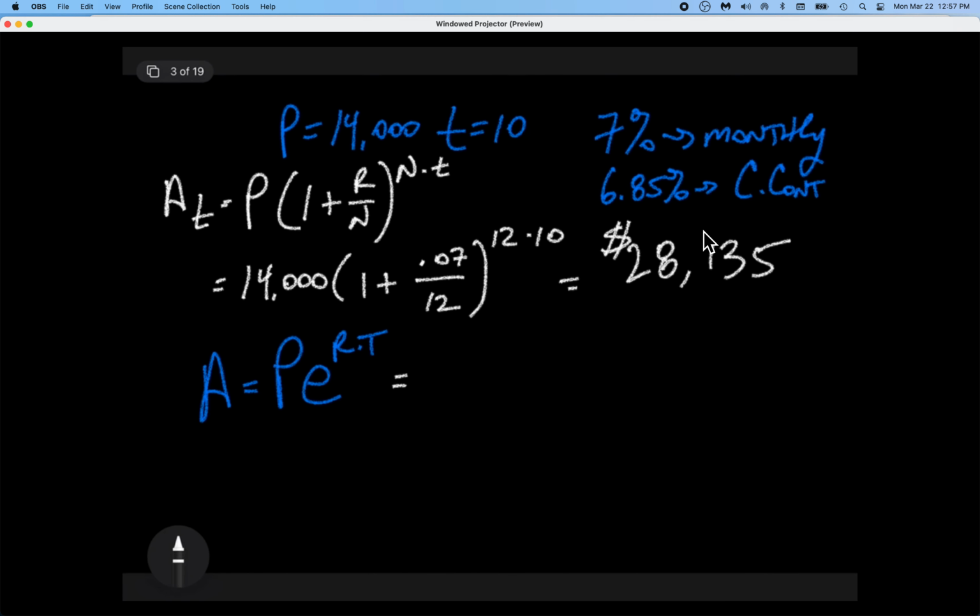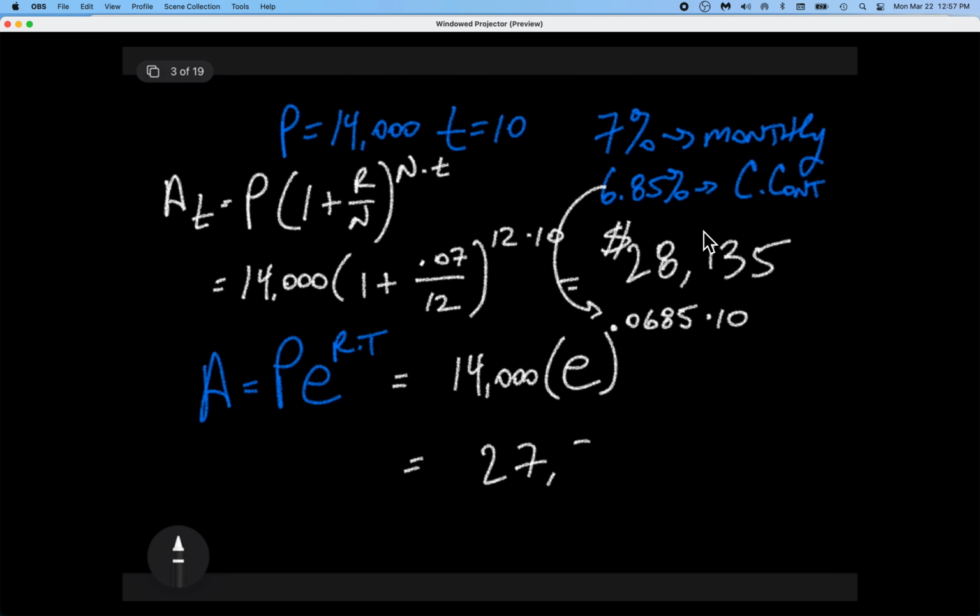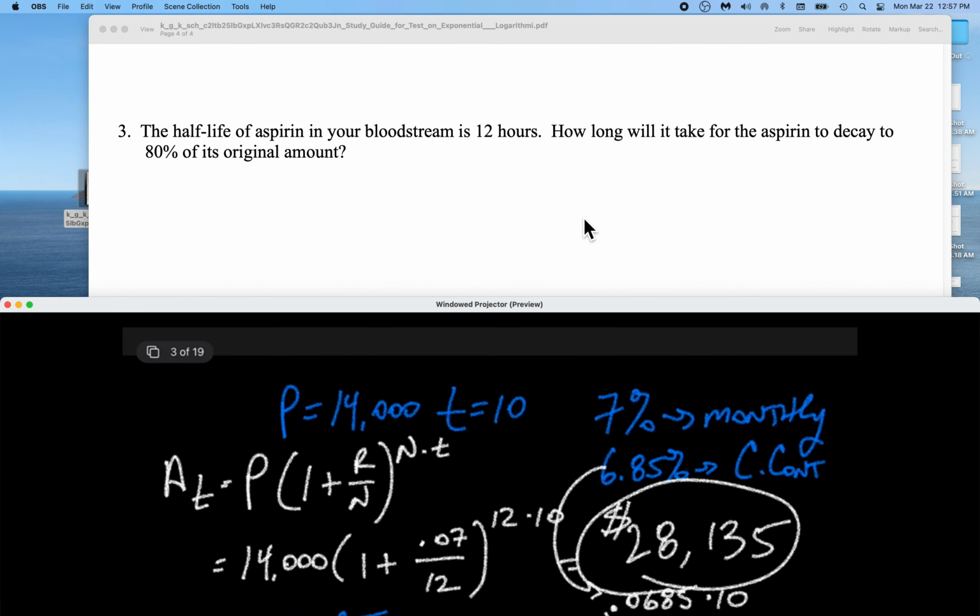So this becomes 14,000 times E. The rate again has to be in decimal form, 0.0685, that's this, times 10, and when you do the math, you get a number that's 27,772, and this is greater. So your choice would be to compound monthly rather than continuously.